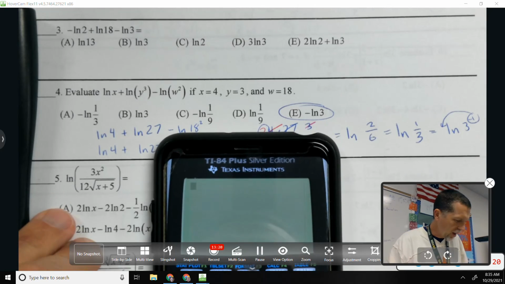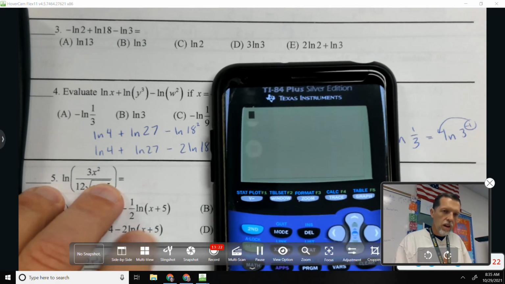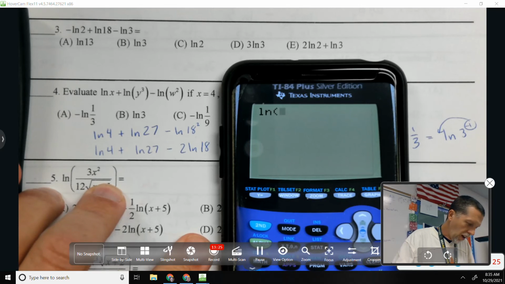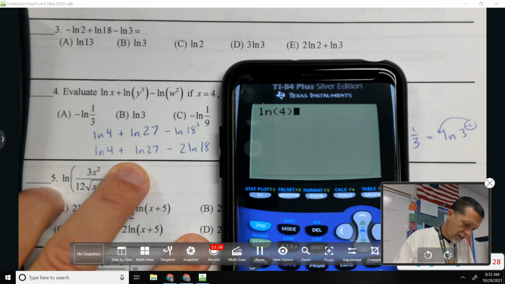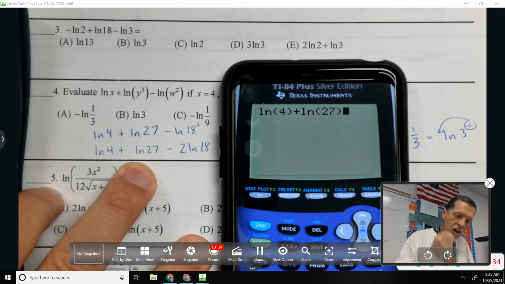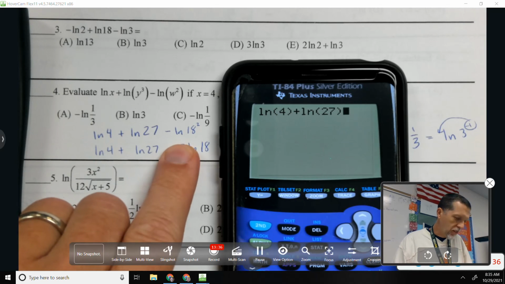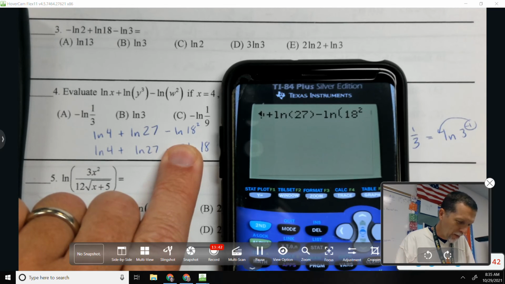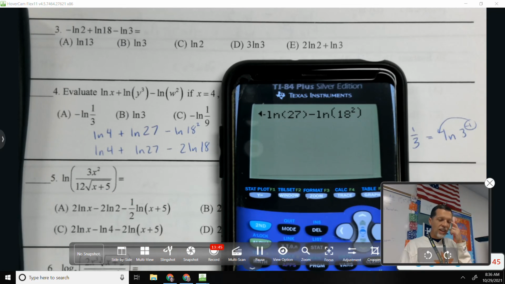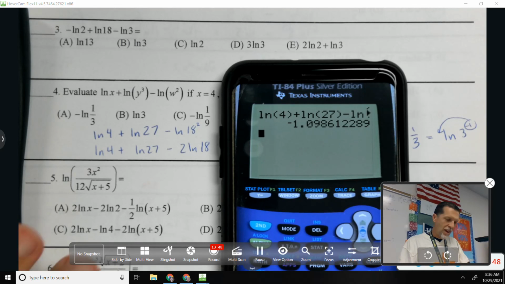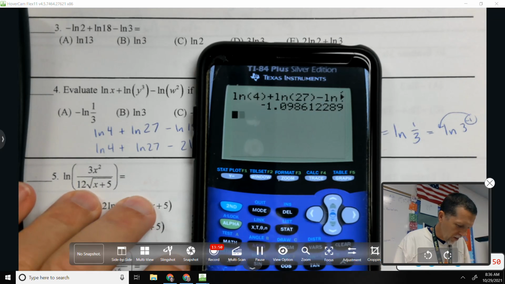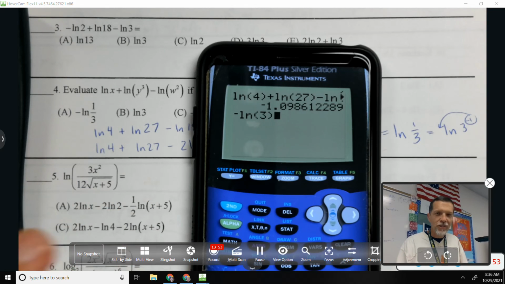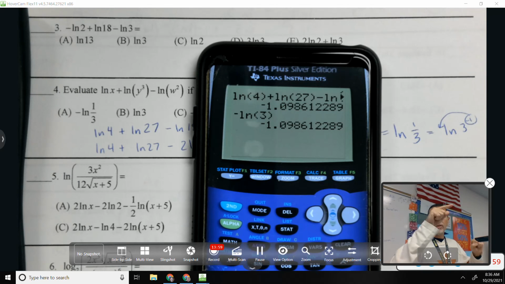So here's one way to check it. Is that a phone? Yeah, it is a phone. There's an app for that. I would assume the calculator. Natural log 4 plus natural log 27 minus natural log of 18 squared. So here's how I'm going to check it. There's the original thing, and I think the answer is negative natural log 3. So let's see if those things are equal to each other. Yes. So the key was wrong on number 4.